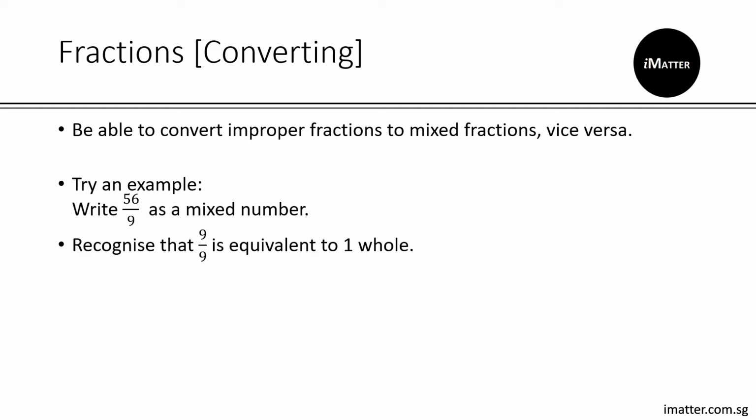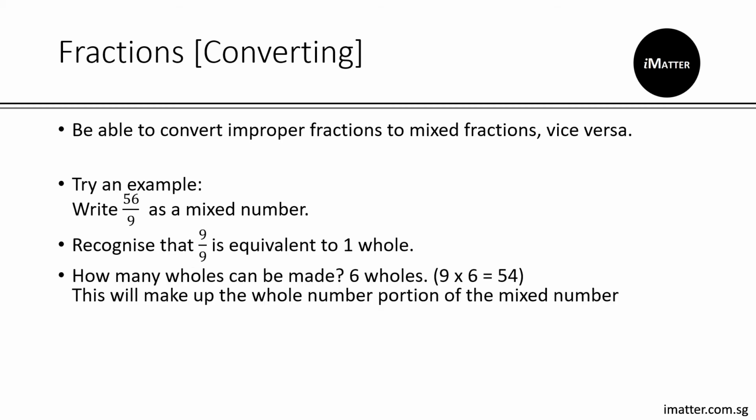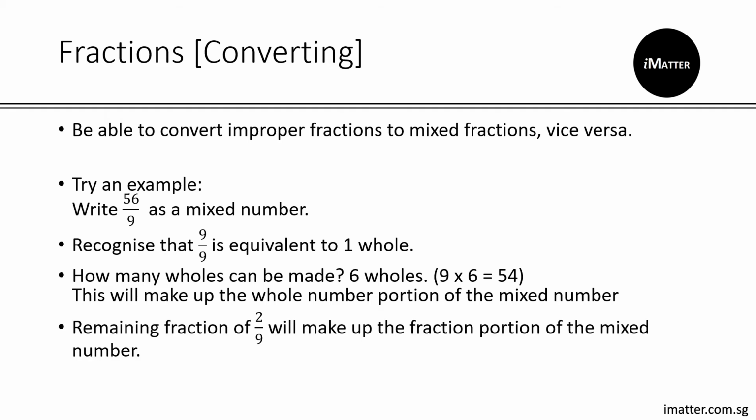Now in order to do this question, you have to recognize that 9 out of 9 is equivalent to 1 whole. This depends on the denominator. And how many wholes will the number give you? It will give you 6 wholes because 9 times 6 gives you 54, and that is the nearest multiple to the number 56. This will make up the whole number portion of the mixed number. The remaining fraction of 2 out of 9 will make up the fraction portion of the mixed number. Hence, it will give you the answer of 6, 2 out of 9.